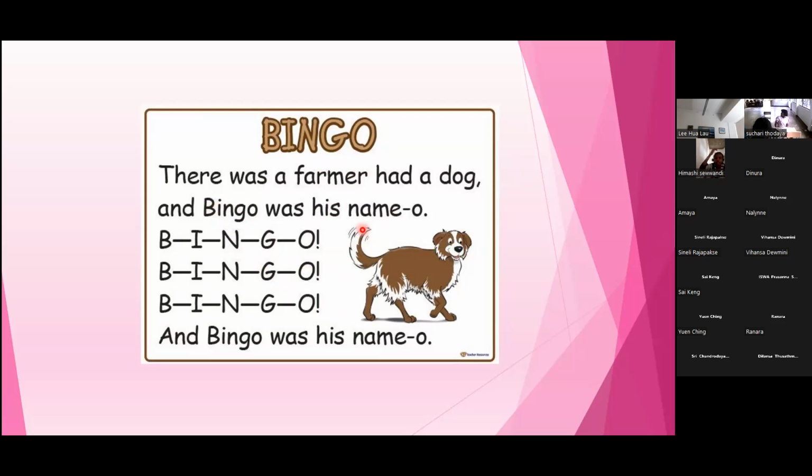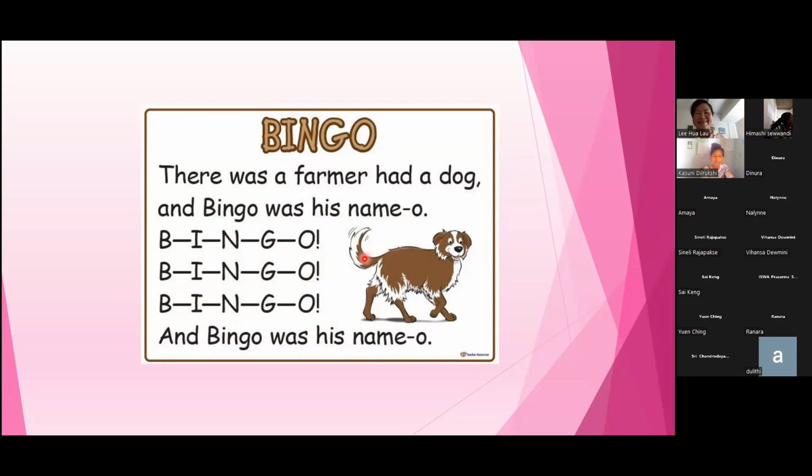Okay. Do you know this song? Anybody knows this song? Bingo? Yes, Was the farmer had a dog and Bingo B-I-N-G-O. B-I-N-G-O. B-I-N-G-O. Bingo was his name.